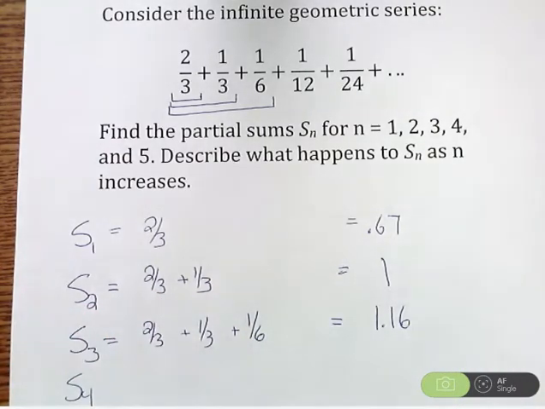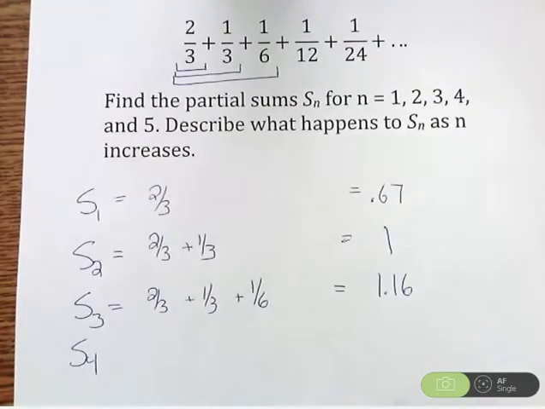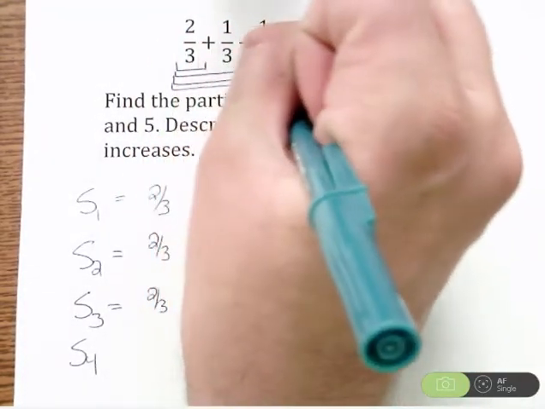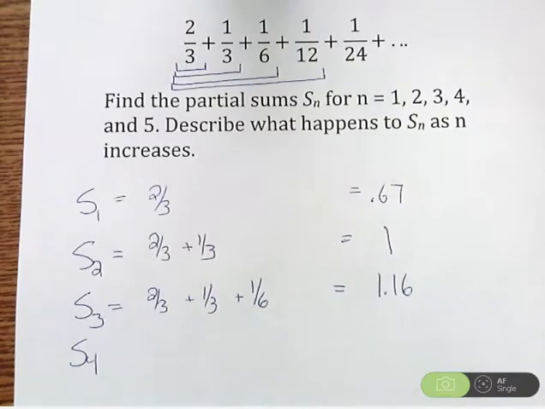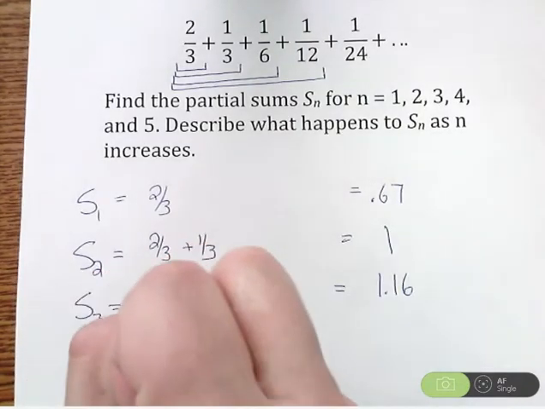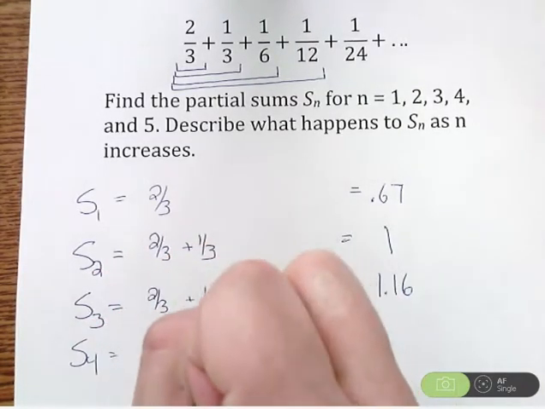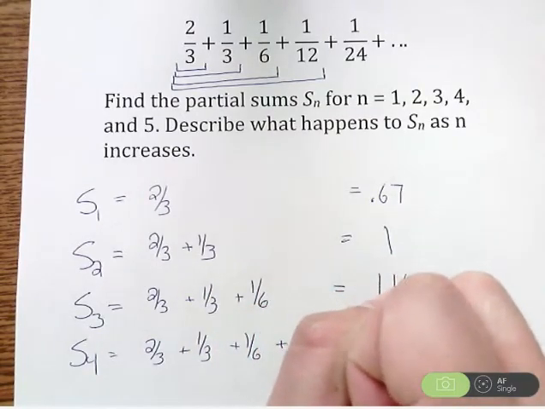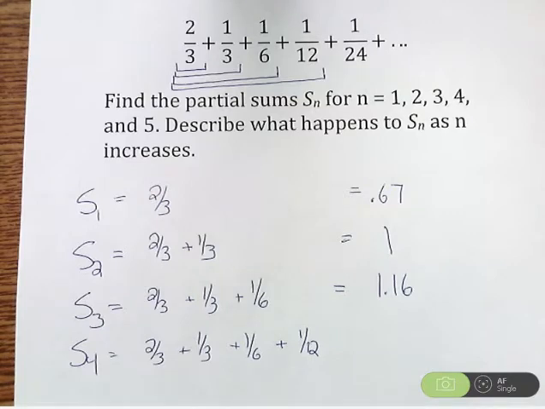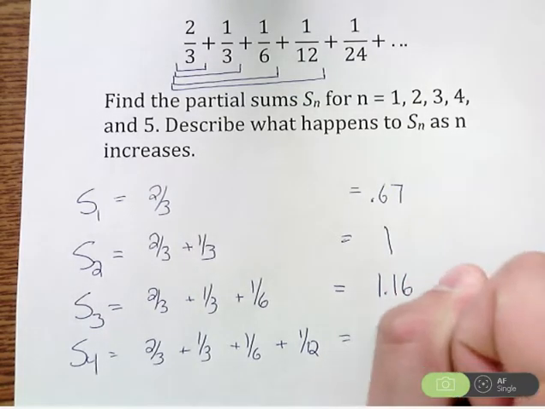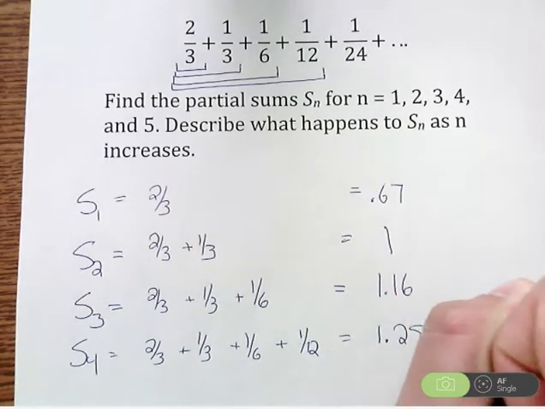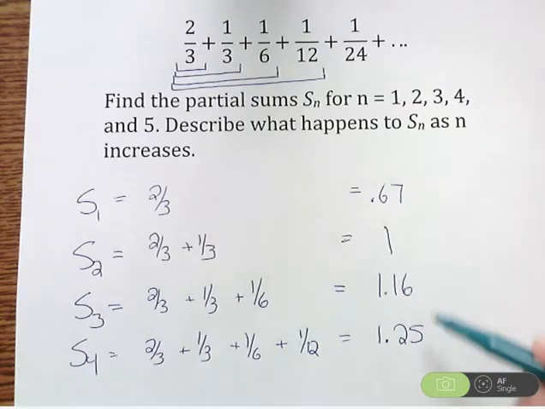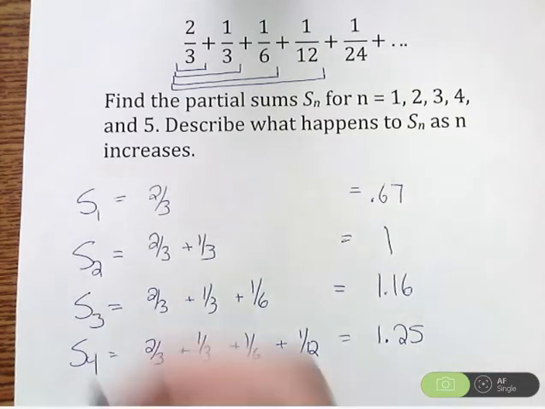And we've got to keep this trend going. We go to S4, which means I want the sum of the first four terms. So from here all the way down to 1/12. So I'm going to have 2/3 plus 1/3 plus 1/6 plus 1/12. When you add those up using a calculator, you're going to get 1.25. So again, notice how we're really slowing down. We increased by 0.16. This time we only increased by 0.09. So it's really slowing down.